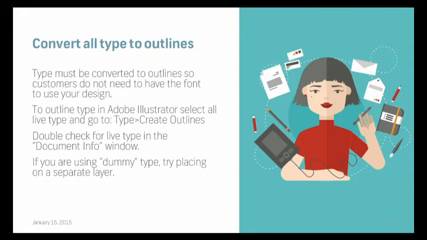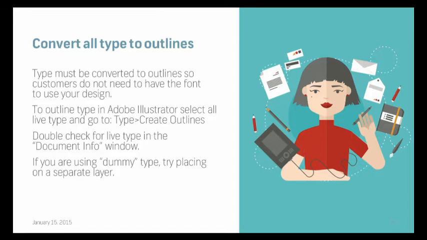Another way to double check to make sure there are no live fonts or type in your image is to check the document info window. It should say none in that document info window. This is something that all of our reviewers are looking at when they're looking for type. If they open up your file and see a legacy font somewhere in here, they're checking to make sure there is no live typography.